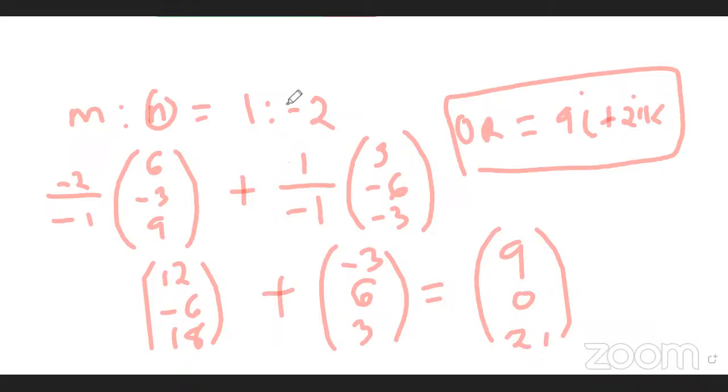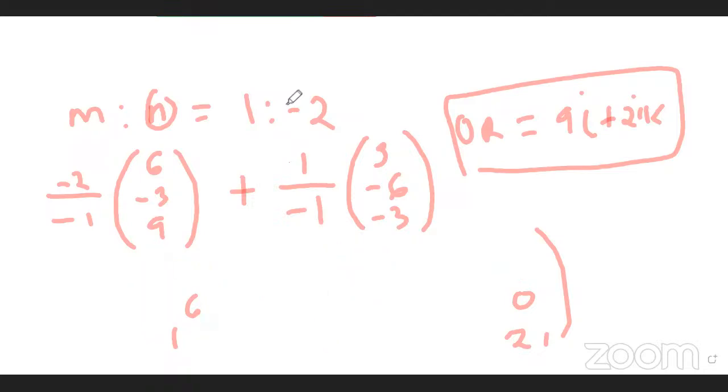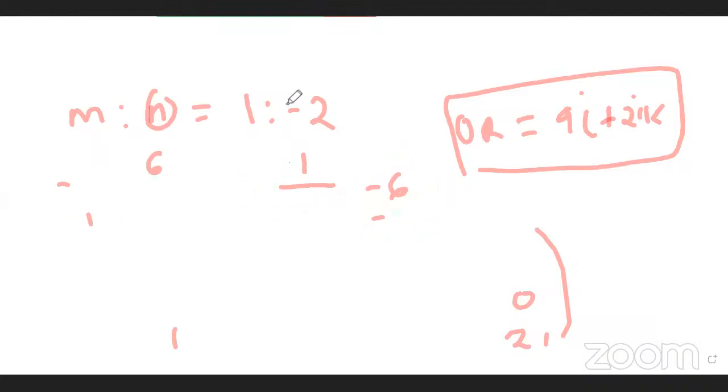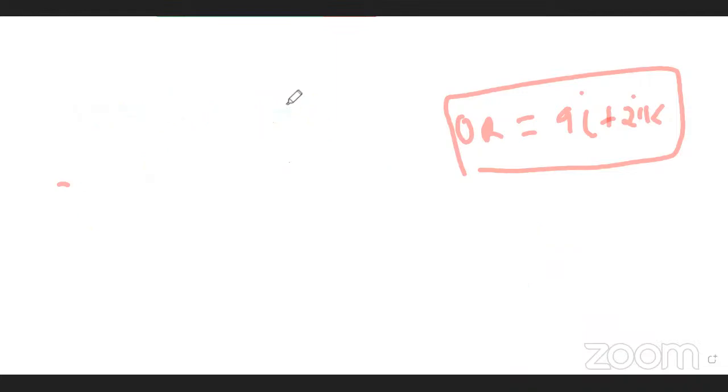Would it be wrong to include the J part of that equation as much as it's 0? There is nothing wrong. We can say plus 0J. We can say 9I plus 0J plus 21K. That is still correct. Okay.